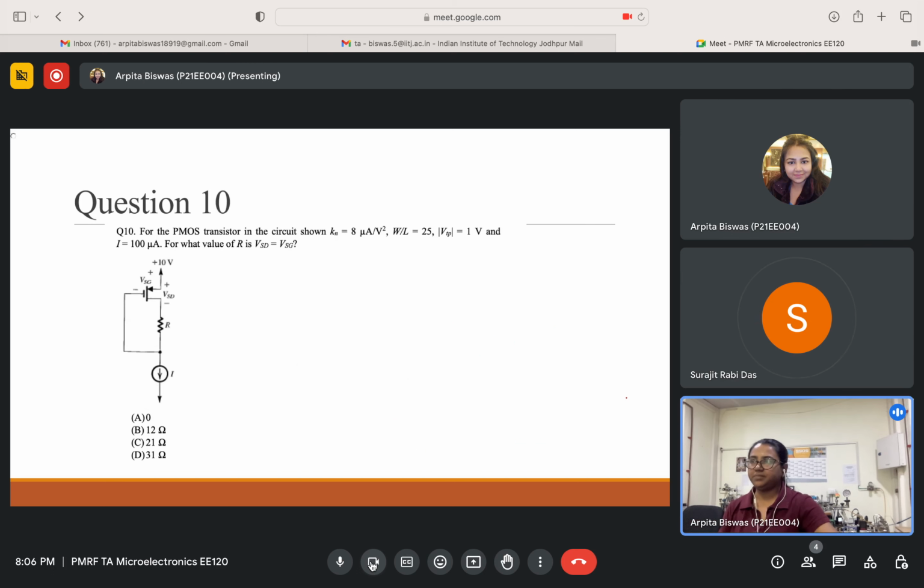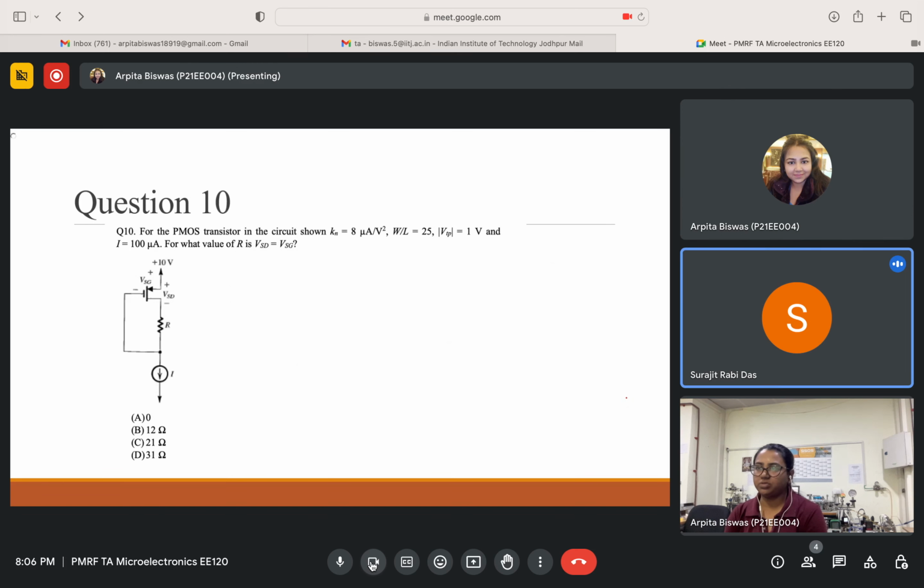So this is question number 10. For the PMOS transistor in the circuit shown, Kn equal to 8 microampere per volt square and W by L is given, which is 25, VTP is 1 volt and I equal to 100 microamps. For what value of R is VSD equal to VSG?